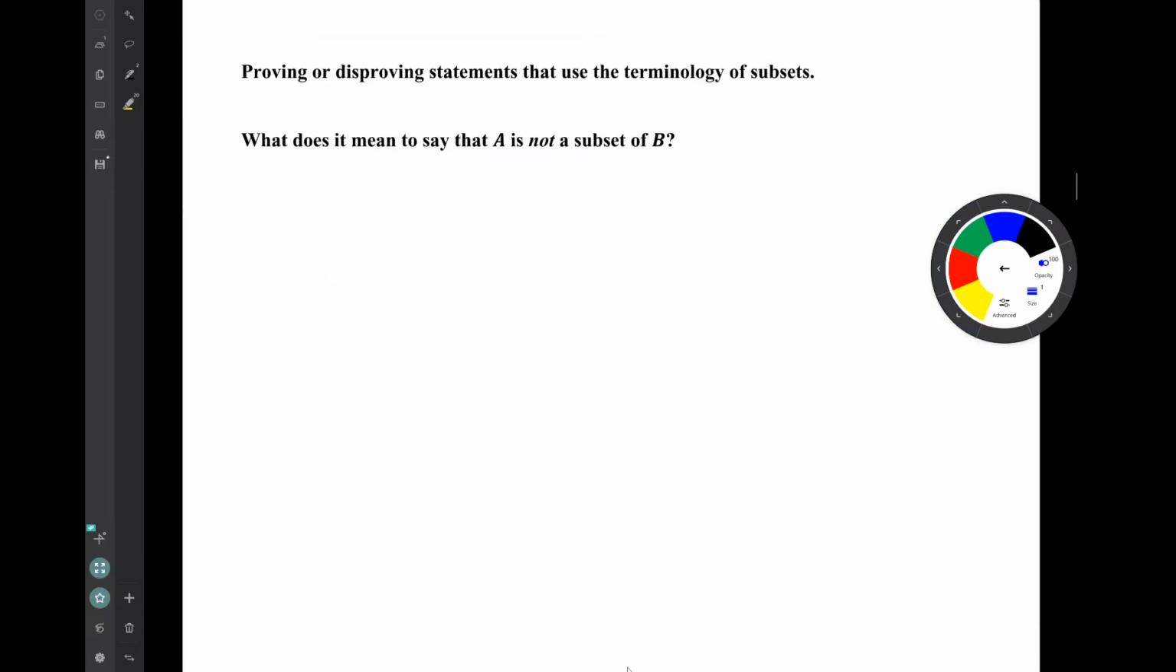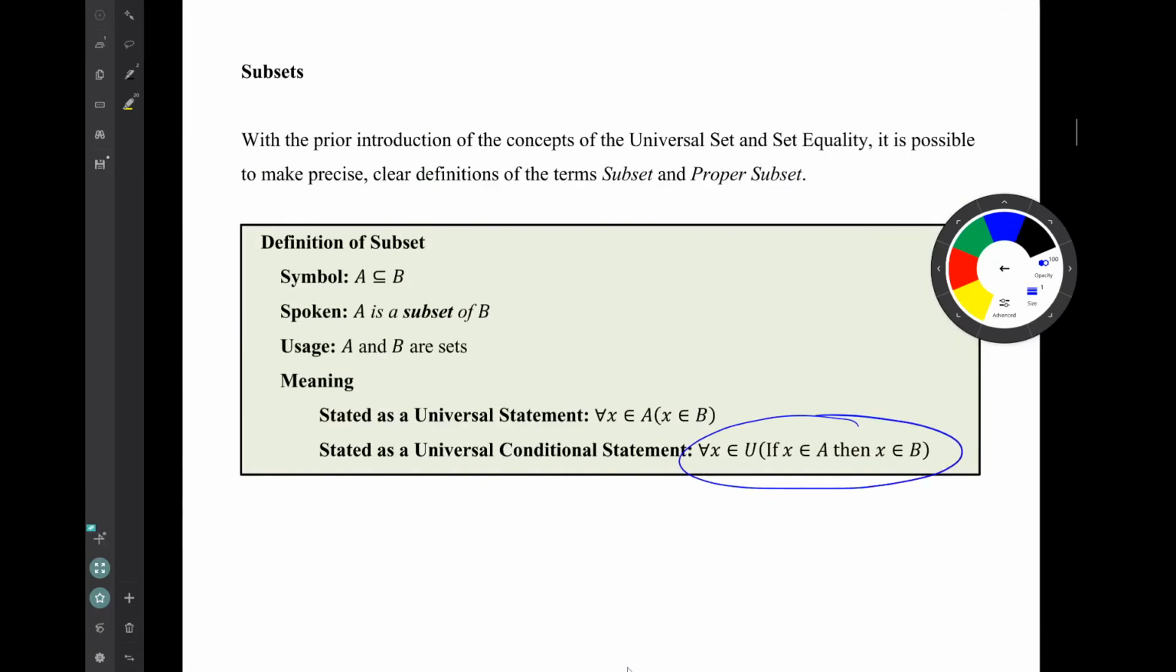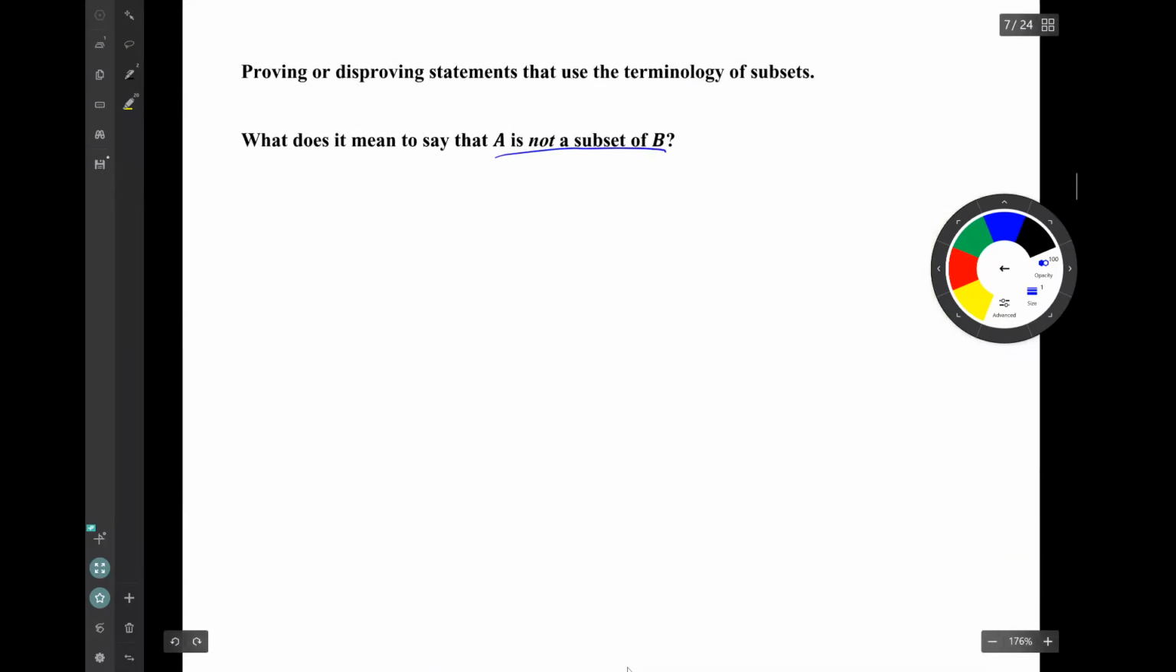All right, now I want to talk about proving and disproving statements that use the terminology of subsets. So first of all, what does it mean to say that A is not a subset of B? Well, we can work through that using the formal definition. The formal statement of the definition of subset is this, the one that we will mostly focus on. For all x in the universal set, if x is an element of A, then x is an element of B. So with that formal statement of the definition of subset, we can grapple with this. What does it mean to say that A is not a subset of B?